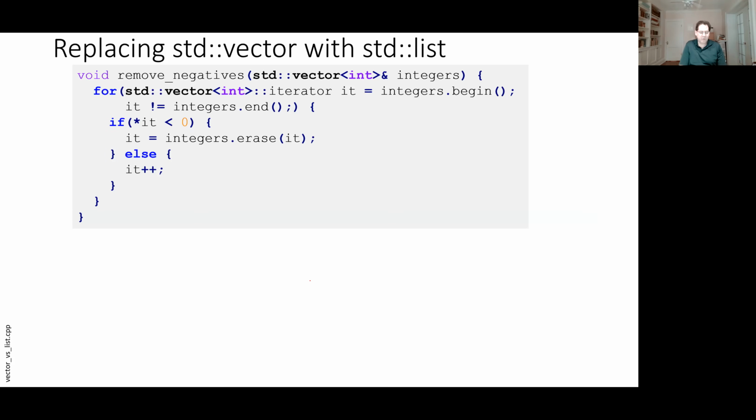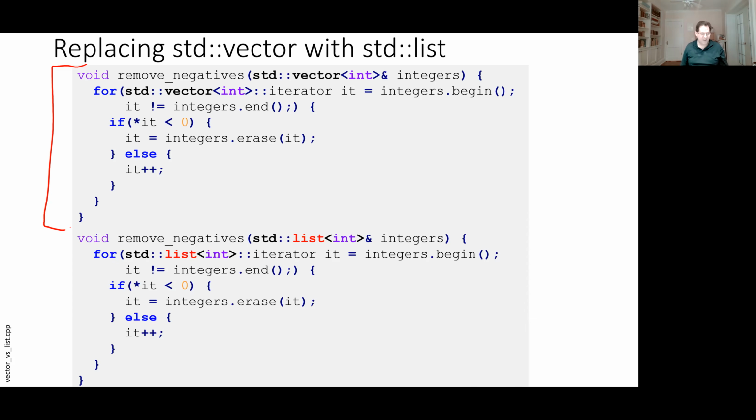Okay, so let's look at what we have to do in our remove negative function that we just wrote. How do we change it to use a standard list? So this is what we had with vectors, but it's slow. It's order n squared. So just type in the chat. What do we need to do to make this work with standard list? So take a shot at it. Yeah, change vector to list. So a couple of people have jumped in with, and it's just that easy.